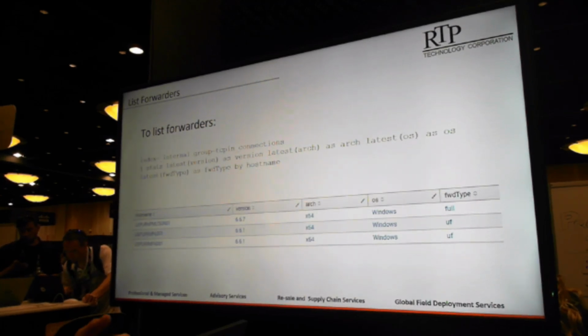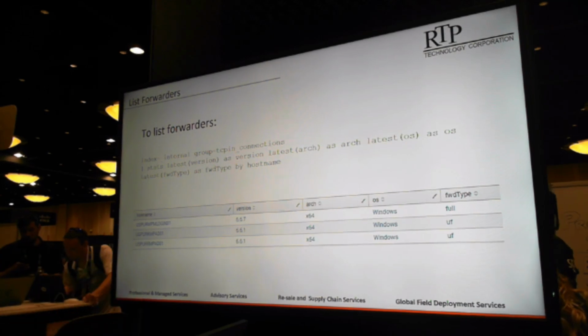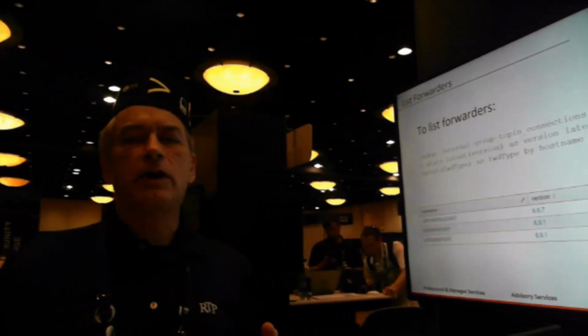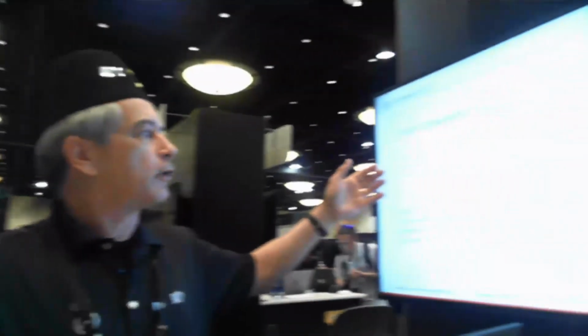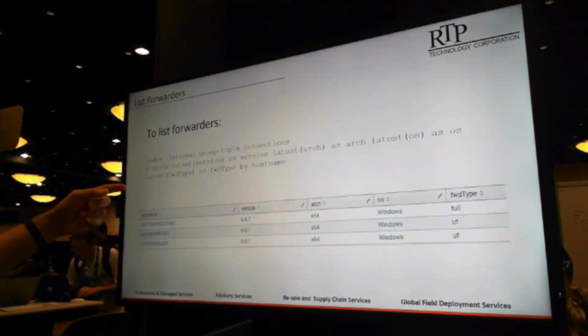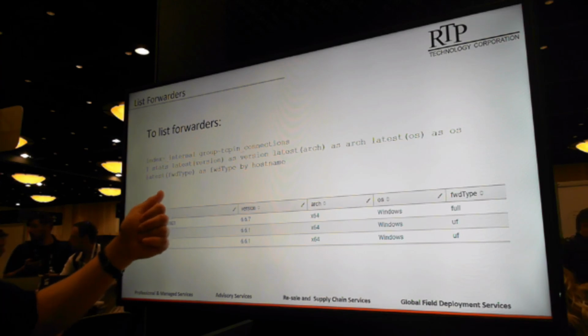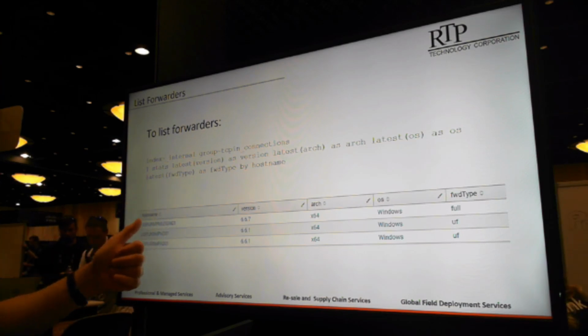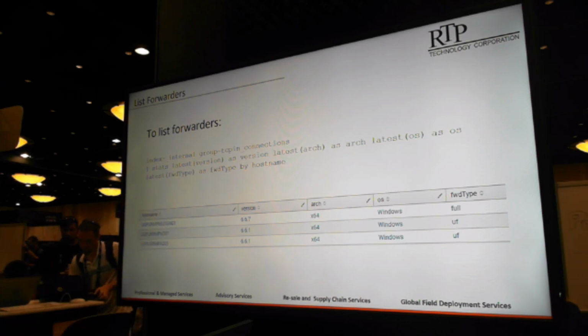A lot of folks want to know about their forwarders. What forwarders do they have? Especially if you've inherited a system recently, or maybe you're filling in for your regular admin. You want to know, okay, how many forwarders do I have? What kind of forwarders do I have? I find the easiest way to do that is to go to internal and get a list of all the TCP/IP connections. Use your stats command to dedupe the results. You can also pull out what version of the forwarder it is and what platform it's running on.